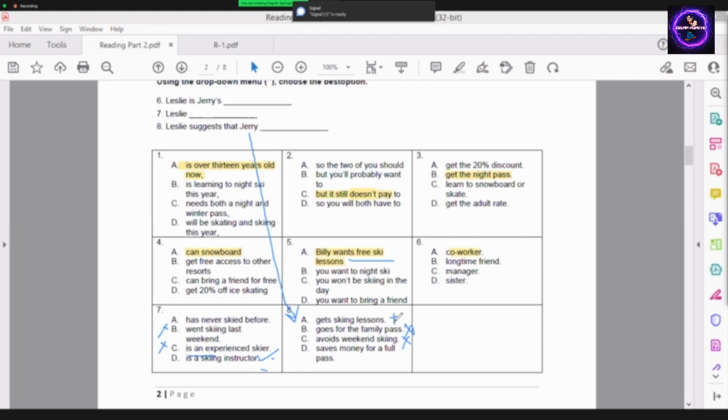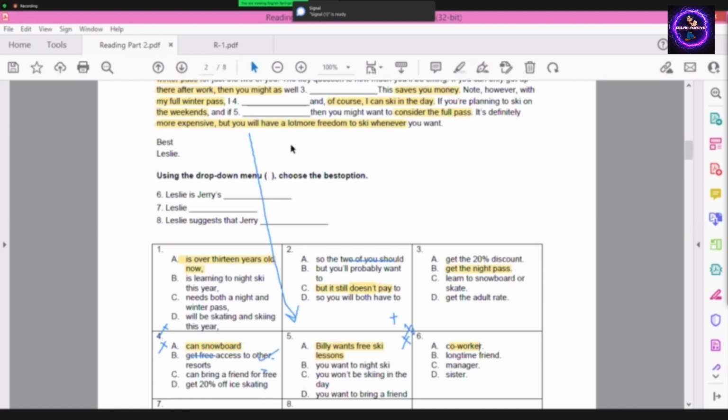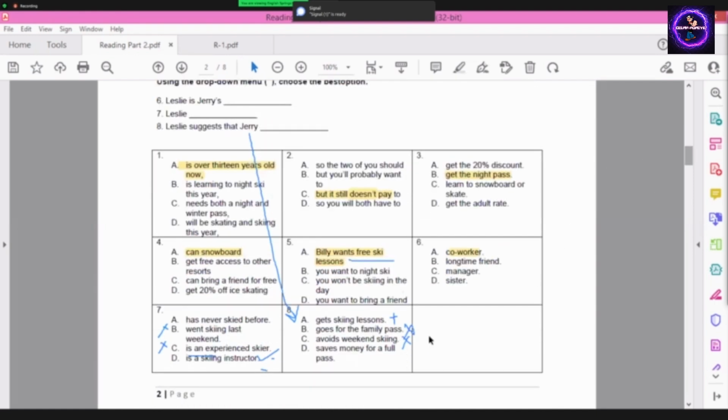Actually, he's saying it will be more expensive, but you have to save money for this. So, save some money for the full pass. Right, because it's more expensive, but it has a lot of freedom. Billy can also get some free ski lessons. So you better save money for that full winter pass. Okay, so by logical elimination you will get the answer.